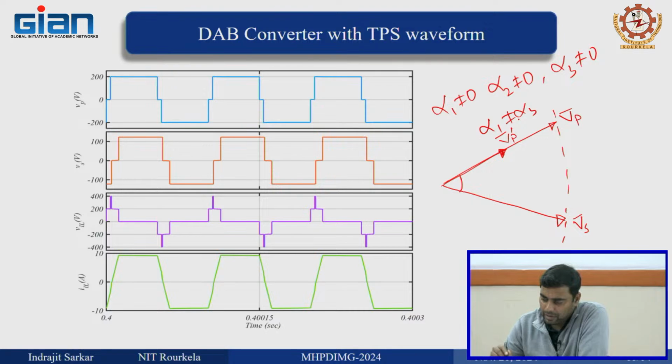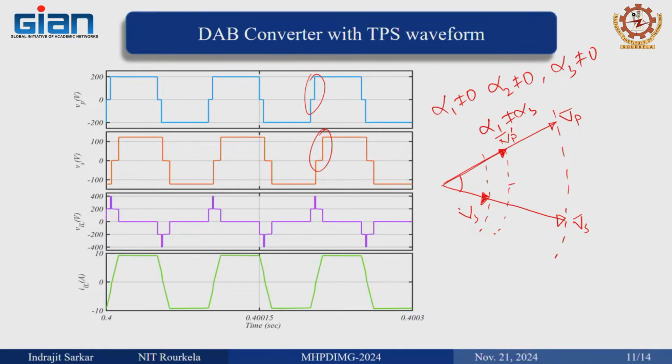Now, since alpha 1 and alpha 3 are different, in this figure you see here it is less, here it is more, that means this will be smaller in length, and this will be smaller in length. Previously, when it was DPS, they were equal, but here it is not equal. So, this is Vp dash, this is Vs dash, and this is alpha 2.